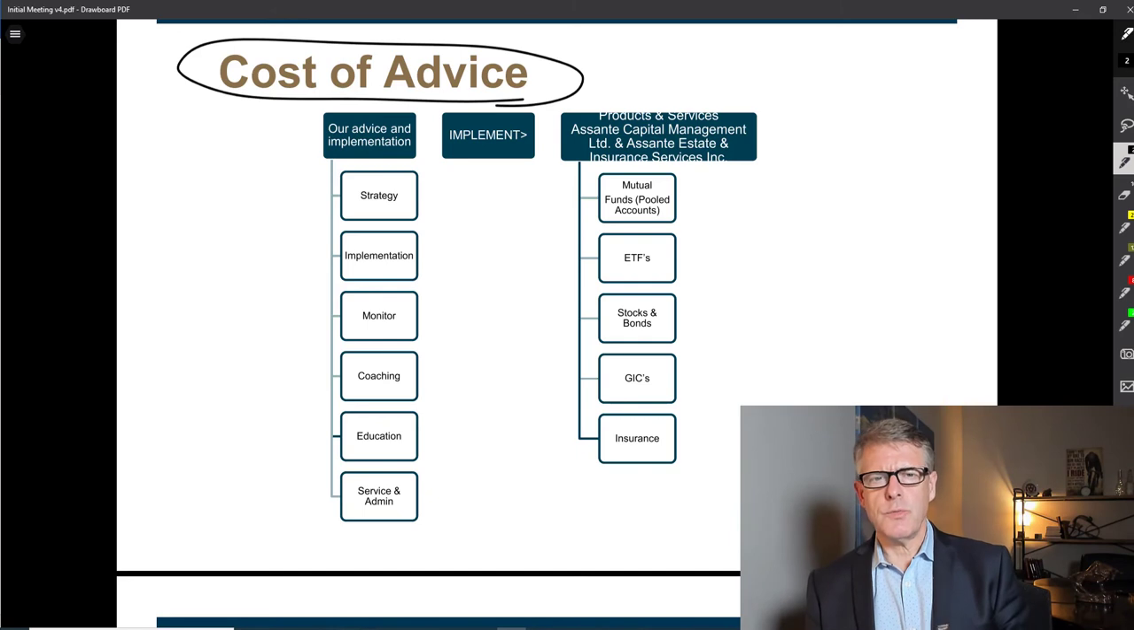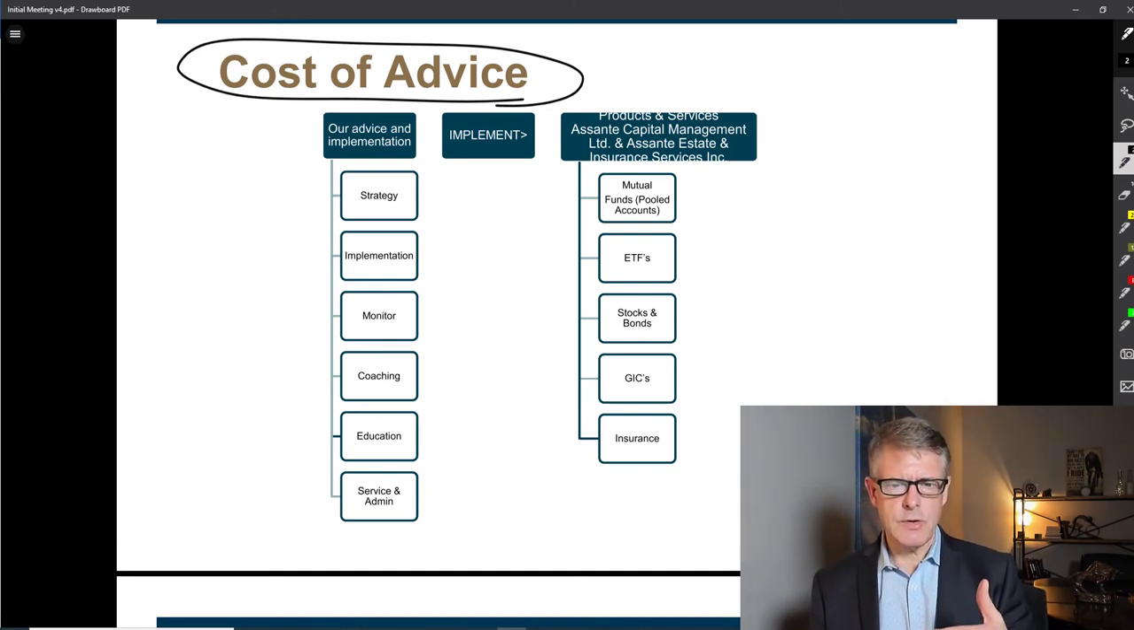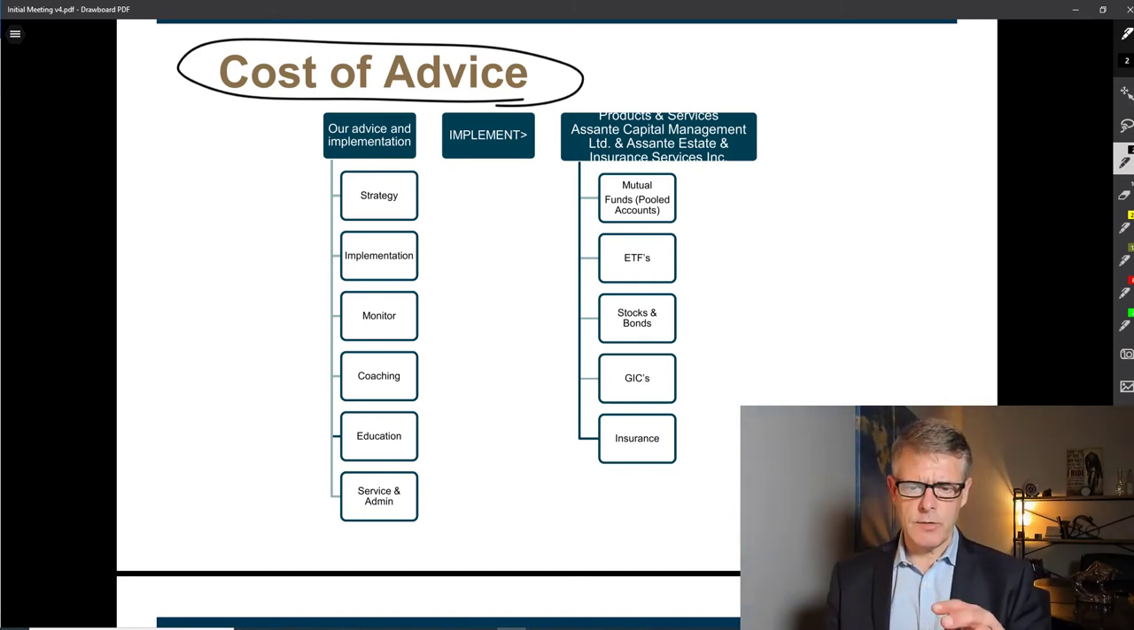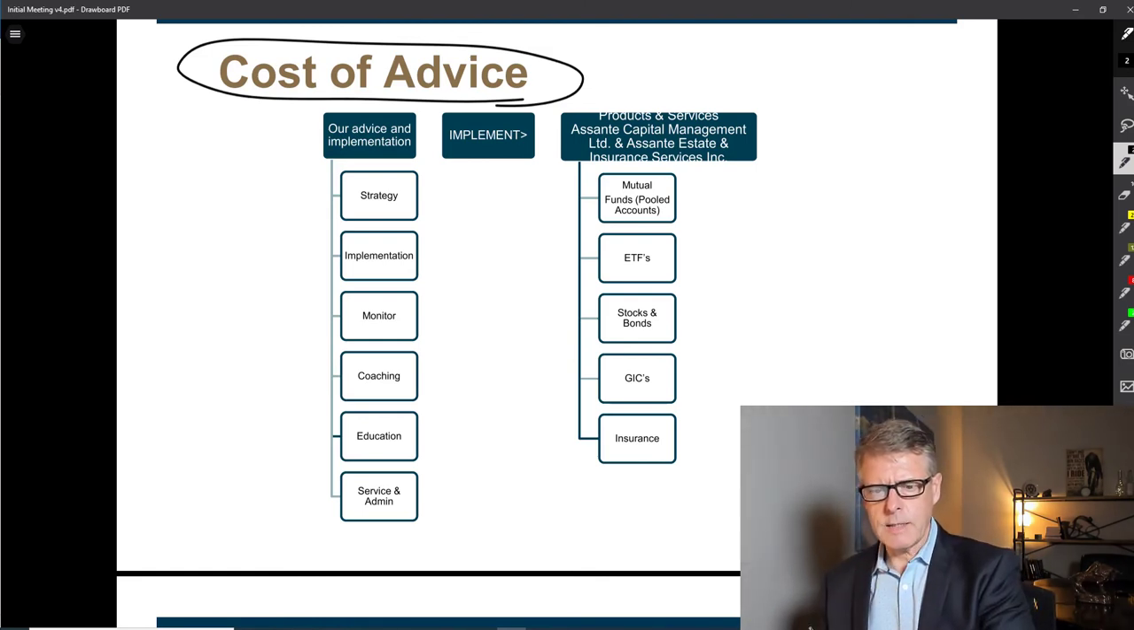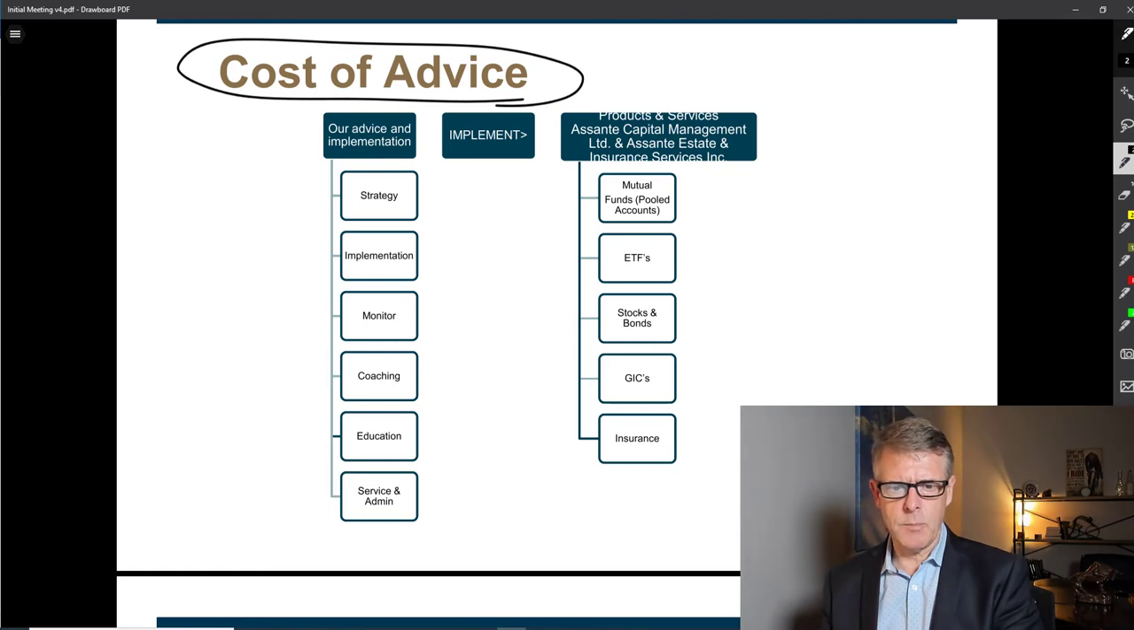One of the issues when you go through this classification discussion, we've got the A class, which has compensation for service and advice embedded in the actual investment itself. And then you have F class, where they've stripped out the service and advice cost, and you're just paying for the PM and then the expenses of the portfolio.